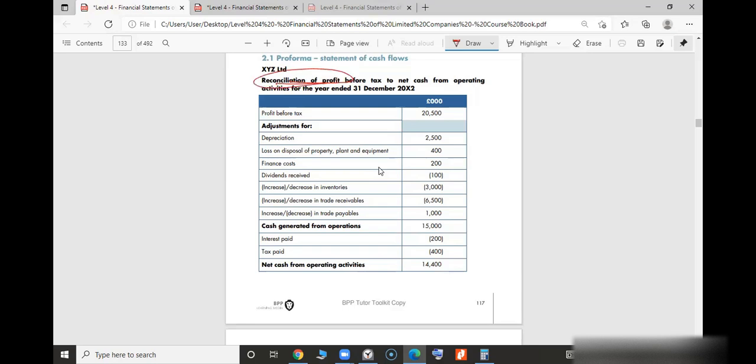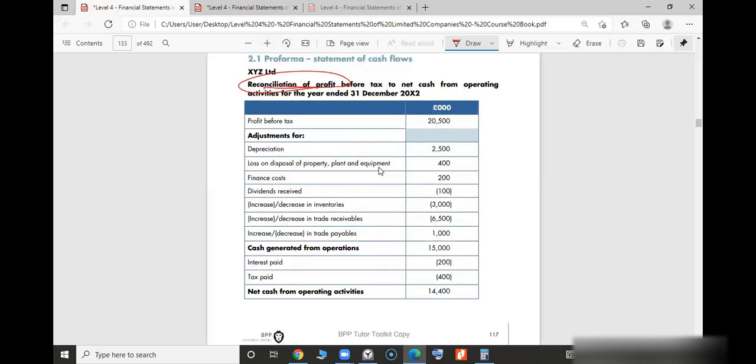Well, pro forma. Yes, we do call it reconciliation. Operating activities reconciliation. This is the pro forma in front of you. You need to master it. You need to learn it by heart. The first thing, we start with profit before tax. That will be given in the SPL. Plus, the next one, plus depreciation. This is the second one.